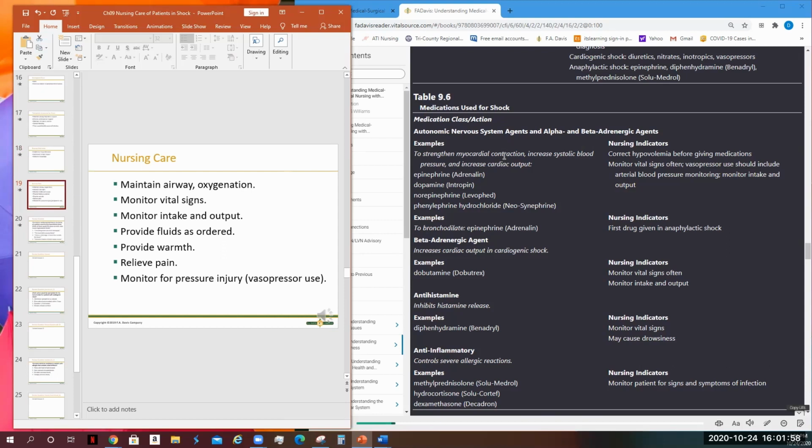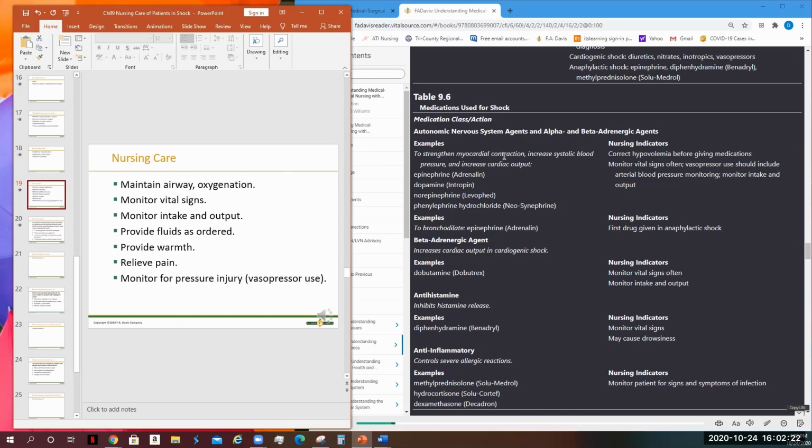And the nursing indicators for these would be to correct hypovolemia before you give the medications, and then you will monitor vital signs often. And vasopressor use should include arterial blood pressure monitoring, as well as monitoring their ins and outs.